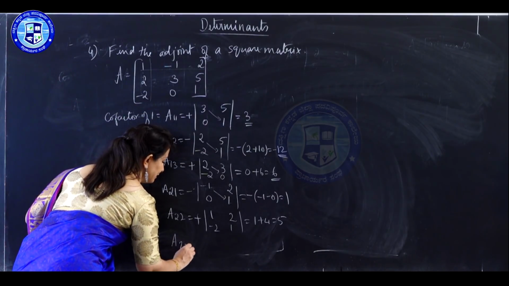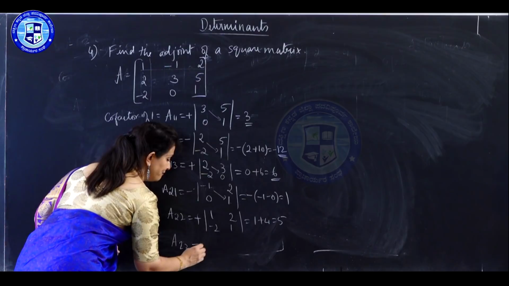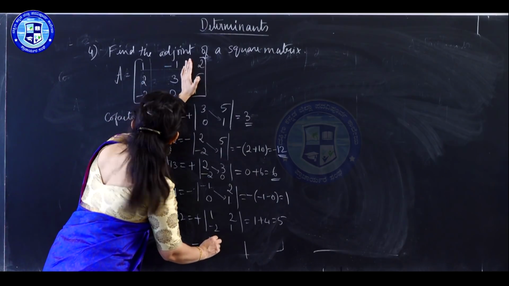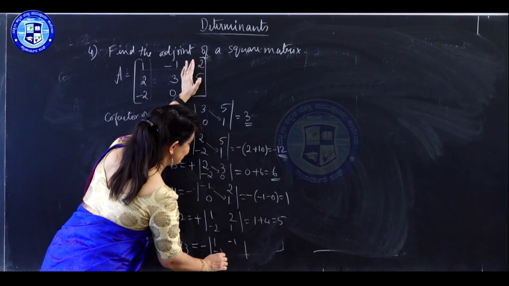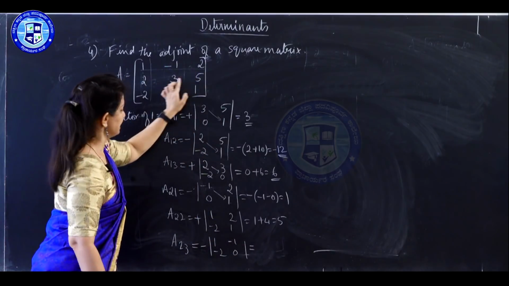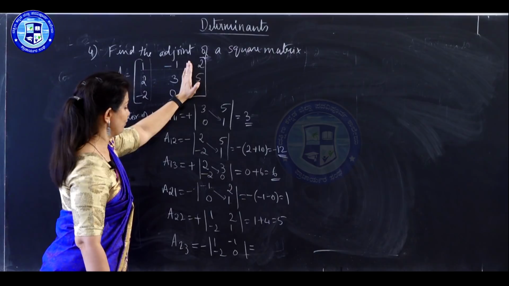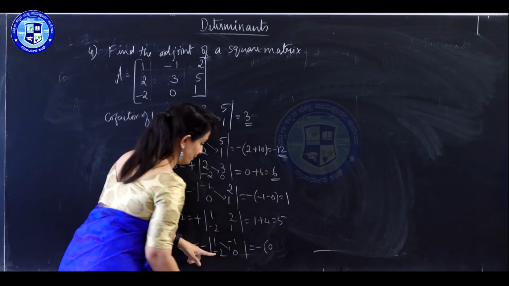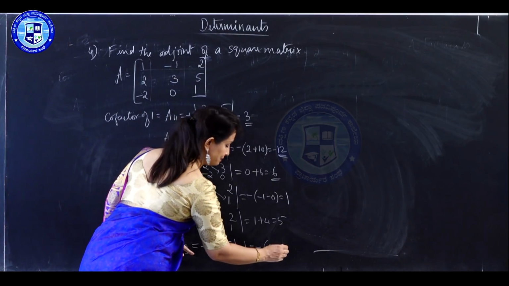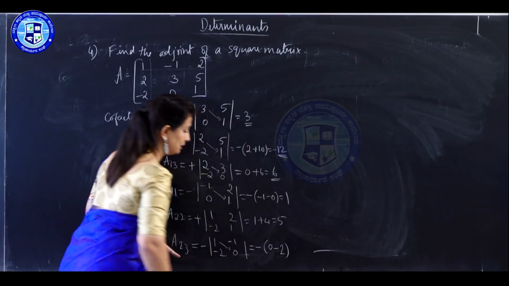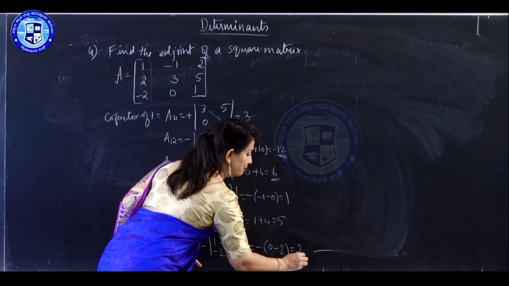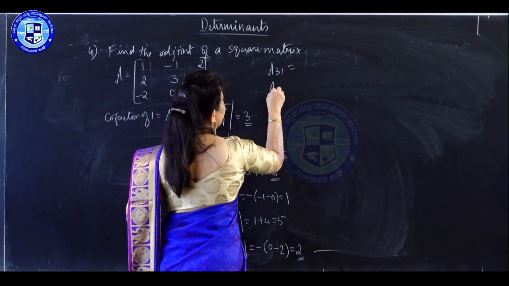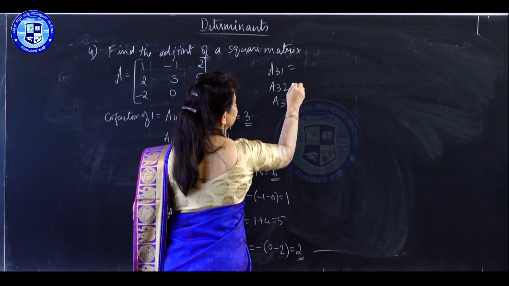Next, A23. 2 plus 3 is 5, an odd number, so minus. Delete the second row and third column: 1, minus 1, minus 2, 0. Cross multiply: minus of 0 minus 2 into minus 1, that is minus of minus 2, which is plus 2. Now, 3 more are left: A31, A32, A33.